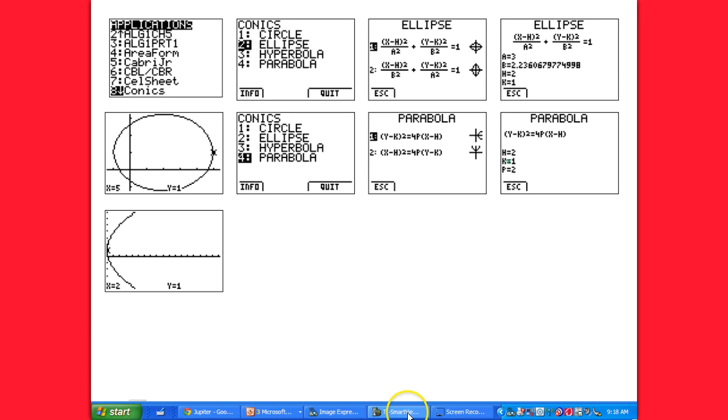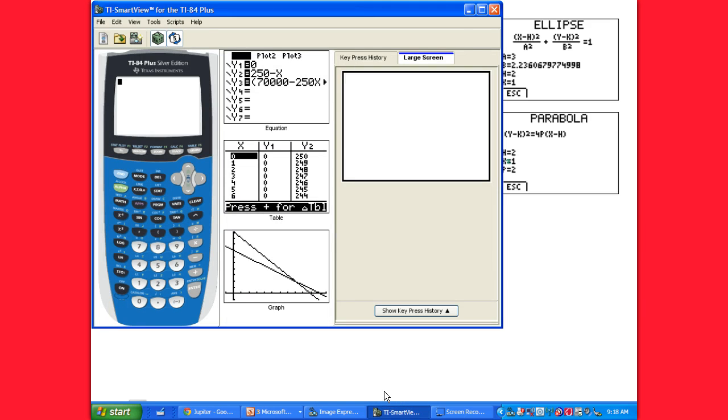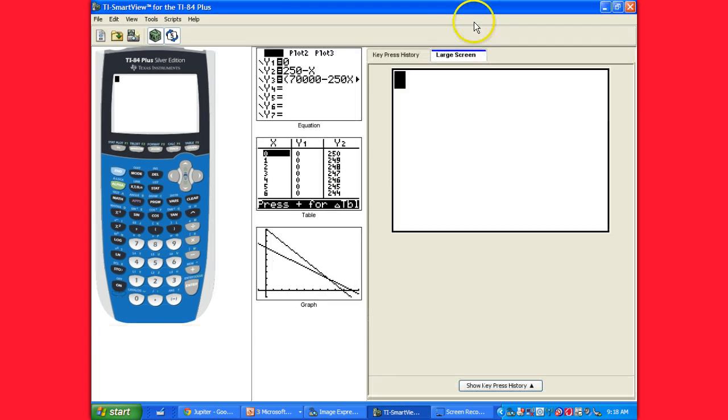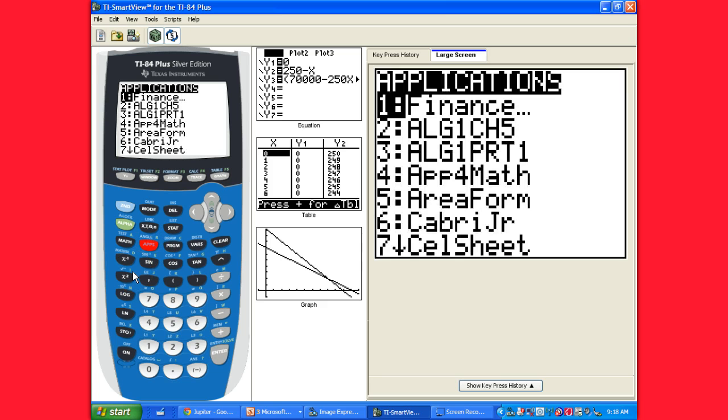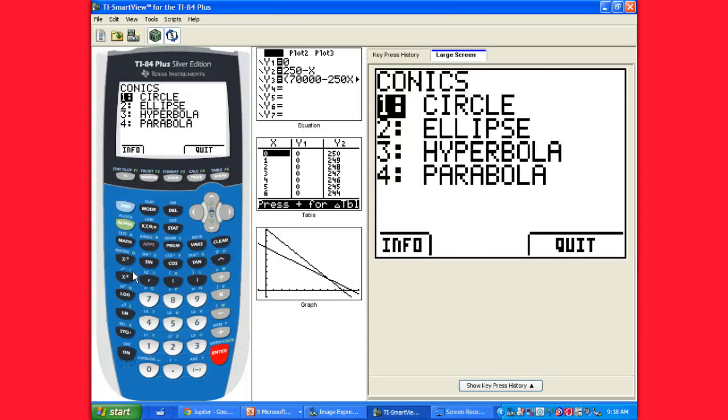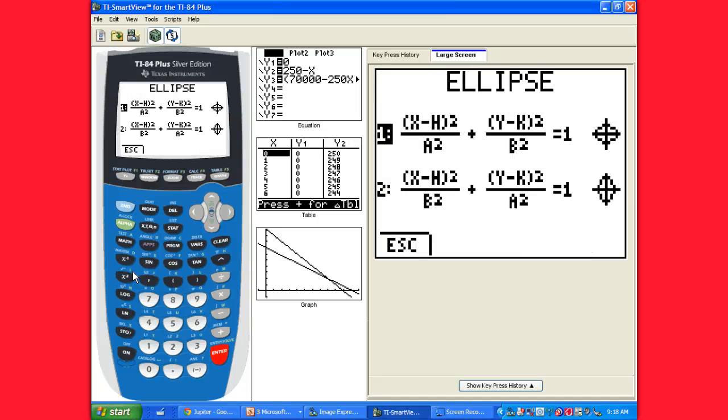Grab your calculator if you would, please. So I'm going to go to apps. I'm going to choose the Conics app. And when I do, I get to choose which one of these that I want to work with. All right. So in this case, since we were just working with the ellipse, I'm going to choose number 2. I'm going to choose ellipse.